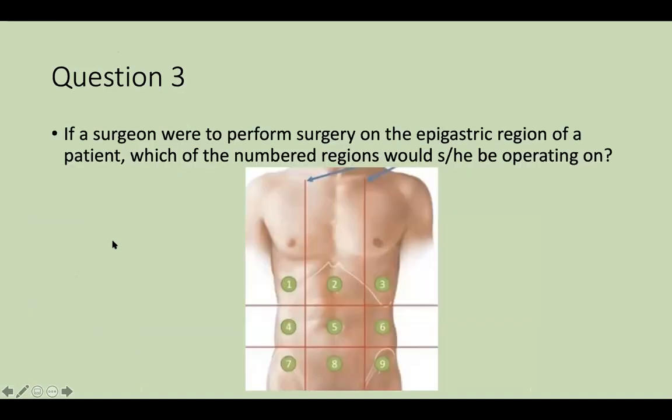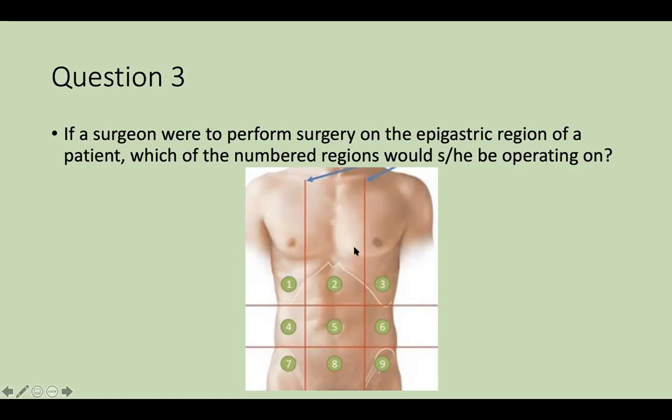All right. Question 3, this is the abdominal regions, and this is kind of an applied question. I said, if a surgeon were to perform surgery on the epigastric region of a patient, which of the numbered regions would he or she be operating on? So epi means on top of, gastric means stomach, if that helps at all. That's going to be number 2. The epigastric region is this upper middle region of the abdomen. So you want to know what each of these are called. That would be a good quiz for yourself. You want to know the names for all 9 of these abdominal regions.